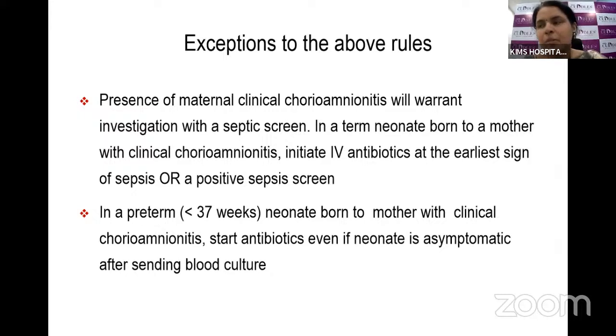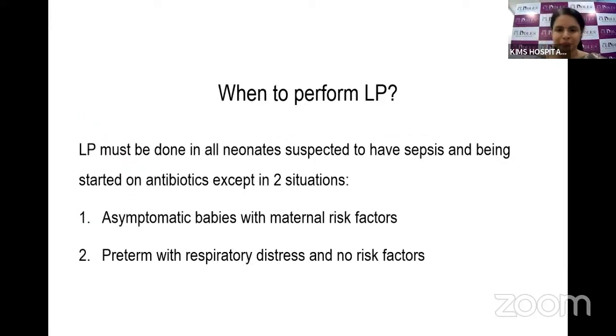In a preterm baby with a mother with clinical chorioamnionitis, however, we may just take an exception straight away and start antibiotics even if the preterm neonate is asymptomatic. So if the mother has frank clinical chorioamnionitis, remember that if the baby is born preterm, you may not want to wait for any of the other risk factors or the sepsis screen report. You may just want to start the baby on antibiotics, even if the baby is asymptomatic. In a term newborn born to a mother with clinical chorioamnionitis, one would start antibiotics at the earliest clinical sign of sepsis or with a positive sepsis screen.